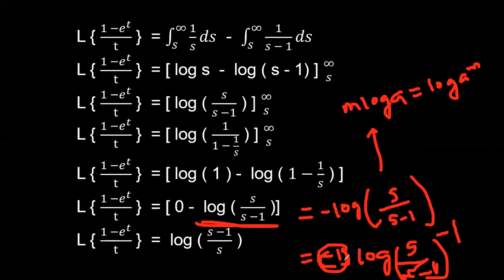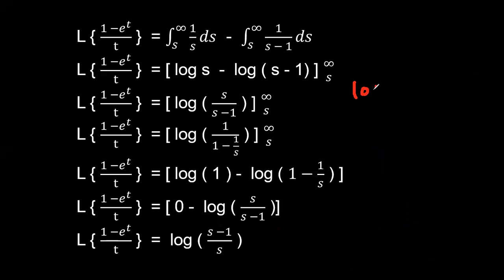That is nothing but log, so remove this minus term. So log of s by s minus 1 whole power minus 1. So you have to convert it to this form. Since it is power minus 1, that is nothing but reciprocal. So what we have to do is interchange the numerator term to the denominator, and the denominator term will be shifted to the numerator. Why? Because it is minus 1. So this can be represented as log of 1 by s by s minus 1.